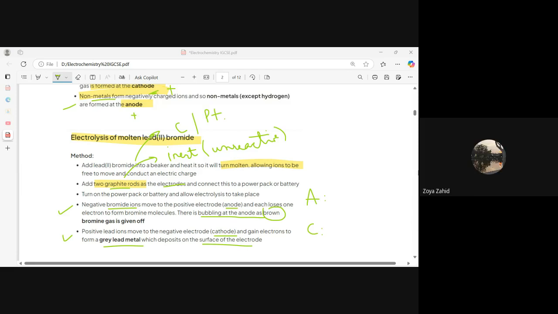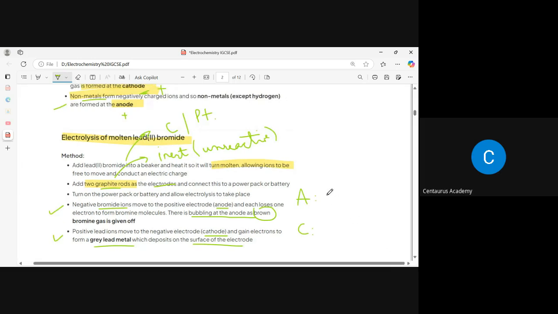Miss, bromine is -1, right? Yes, -1, it is in group 7. So can we say 2Br⁻ arrow Br2 plus 2 electrons? Plus 2 electrons, yes.